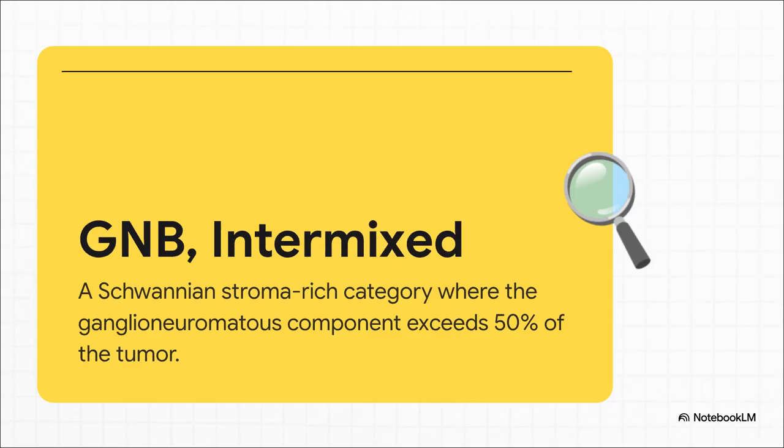All right, now let's flip to the other side, our first stroma-rich example. This is ganglioneuroblastoma intermixed. Here, that Schwannian stroma is everywhere. It's way more than 50% of the tumor. But, and this is the important part, you can still find these little microscopic nests of neuroblasts just kind of sprinkled throughout that mature stromal background.